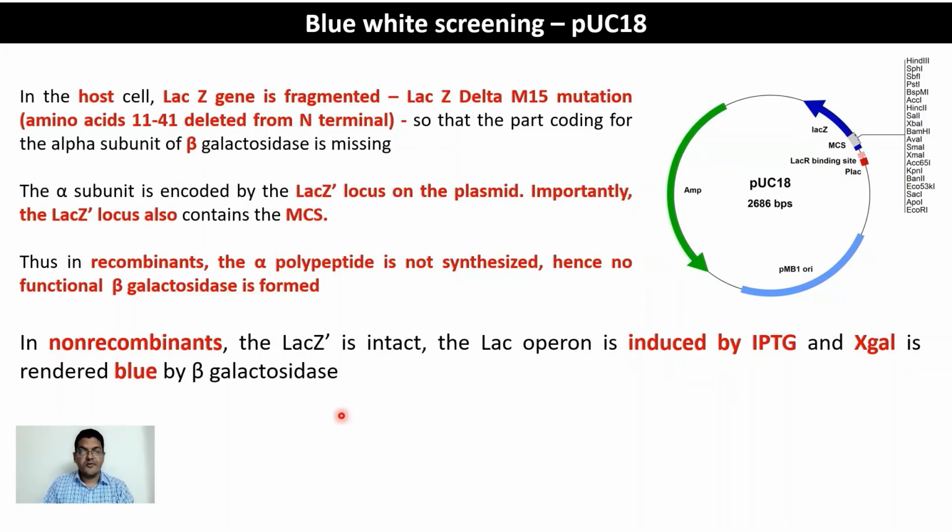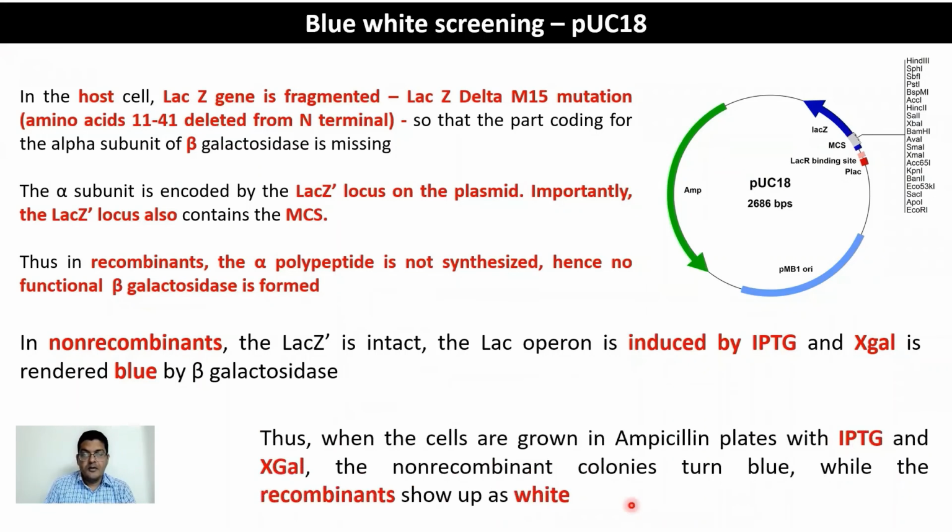Thus, when the cells are grown in ampicillin plates with IPTG and X-Gal, the non-recombinants turn up as blue in color because of the synthesis of functional beta-galactosidase, and the recombinants turn up as white in color because the X-Gal is not converted to blue-colored product in the absence of a functional beta-galactosidase.